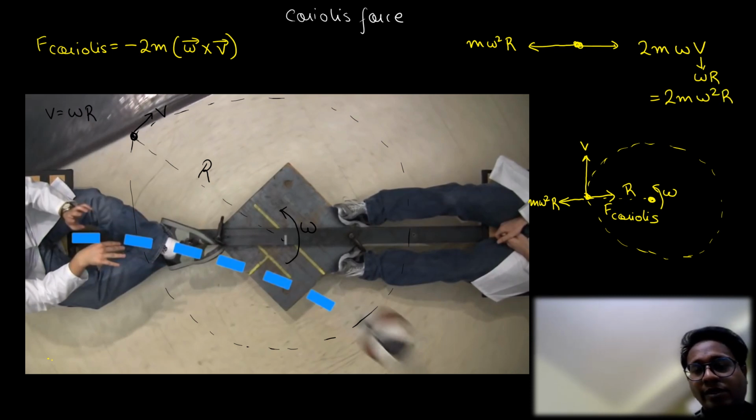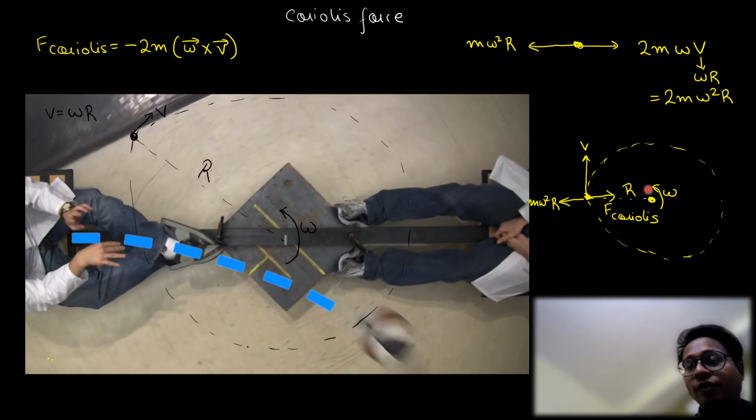So this particle experiences a centrifugal force of m omega square r on the left, and a Coriolis force of 2m omega square r on the right. So the net force would be towards the right with m omega square r, and that is why this particle keeps rotating in a circular orbit in this direction. Understood the concept of Coriolis force?